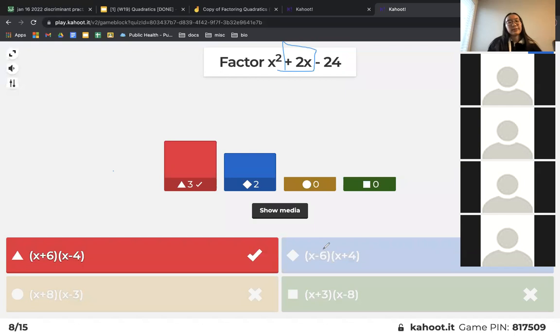So an even faster way to check this than the FOIL method is just to go -6 times 4 is -24. So that's correct, but -6 plus 4 is -2. So if you do the FOIL method, that would end up as -2x in the center instead of plus 2x. So actually the red one would be correct because 6 times -4 equals -24. That's correct again, and 6x minus 4x is plus 2x. And so that would be correct.